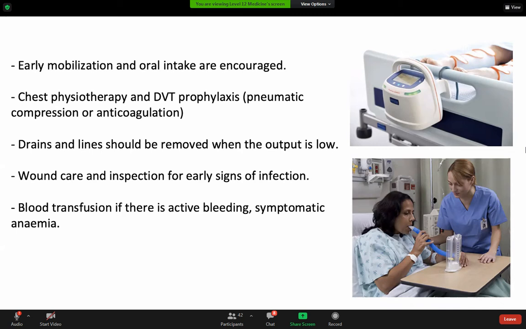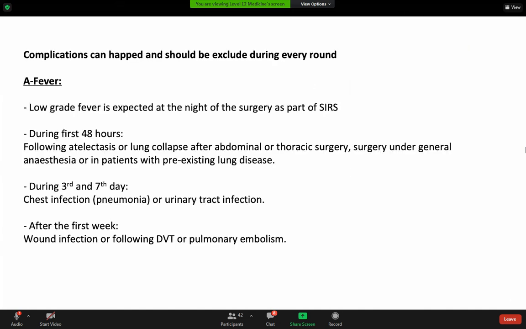Drains and lines should be removed before discharge. Sometimes you keep them and remove them as an outpatient. Wound care and inspection for early signs of infection is very important. That's why on post-op day 1, 2, or 3, you have to check the wound to see if there is any sign of infection. Blood transfusion is required as well if there is any active bleeding.